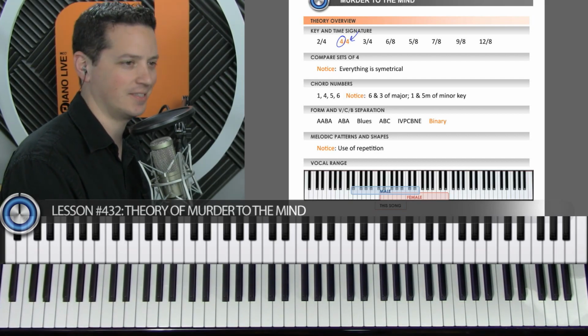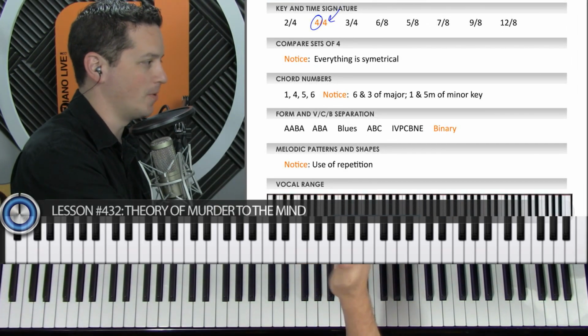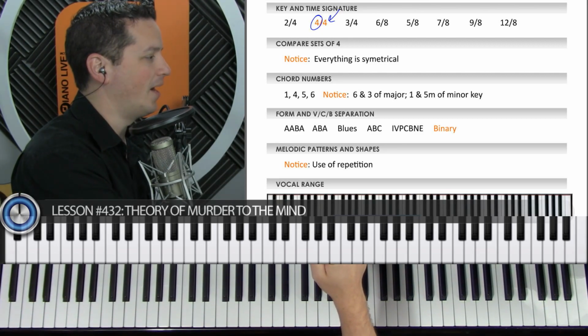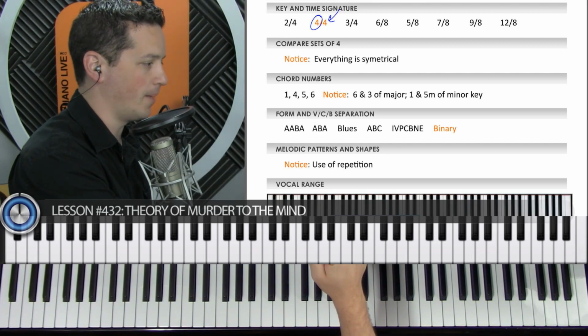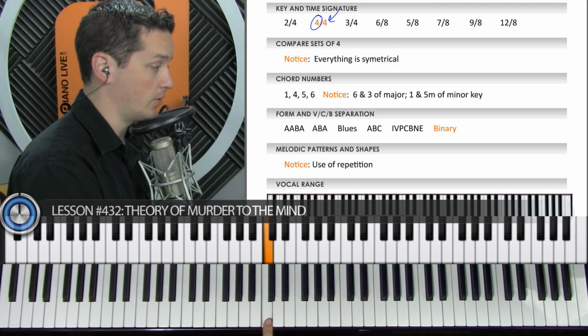Unless you're terribly curious. All right, so if questions come in, then we got to talk about modes. We don't have time to talk about modes. Okay, we'll see. So the chord numbers, either 6 and 3 or the 1 and minor 5, or like we said, the 2 and the 6. That could also work. Okay, cool.